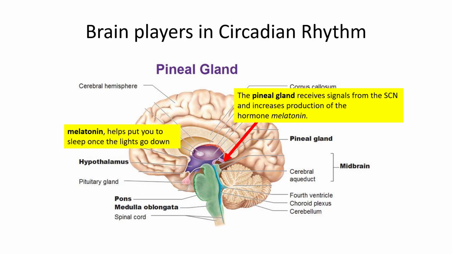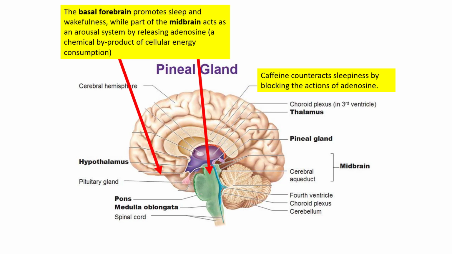Melatonin is released by the pineal gland. The pineal gland receives signals from the suprachiasmatic nucleus, and when it's dark, it is activated to release melatonin, and melatonin makes you sleepy. Some people will take melatonin 4 to 6 hours before they fall asleep when their sleep cycle is not working properly, in hopes of entraining their sleep cycle back to normal. But that's not the only thing that determines whether or not you're going to be awake or asleep.